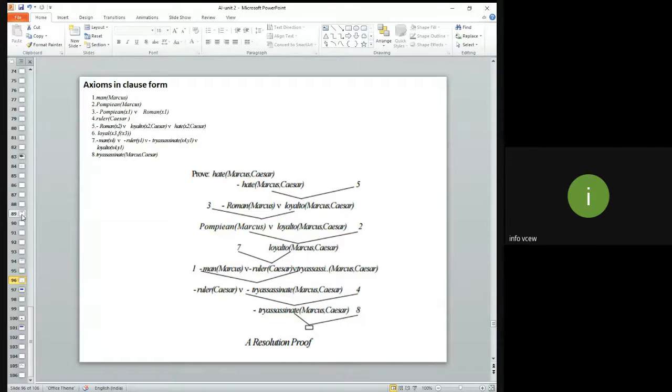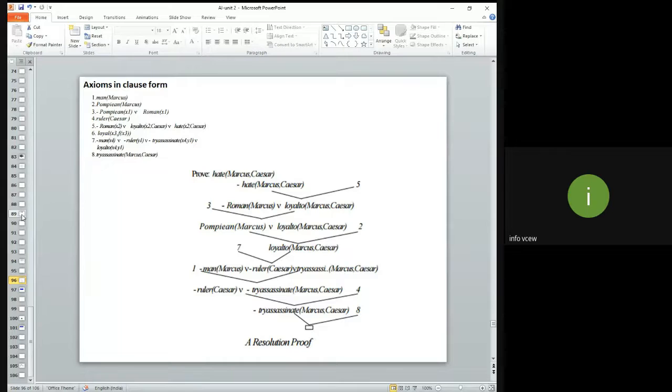So you are combining these two statements. Roman: who is the Roman? Marcus. Marcus must be loyal to Caesar, or otherwise hate Caesar. The next statement is Pompeian. Who is the Pompeian? Marcus. Pompeian is the third statement. So now you combine the third statement: Marcus is a Pompeian, and we are told that a Pompeian is a Roman. So Marcus must be loyal to, or hate, Caesar. Now you combine with the second statement, that is Pompeian of Marcus.